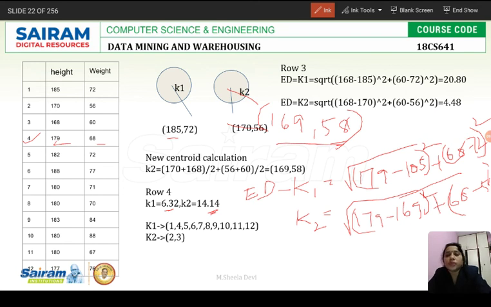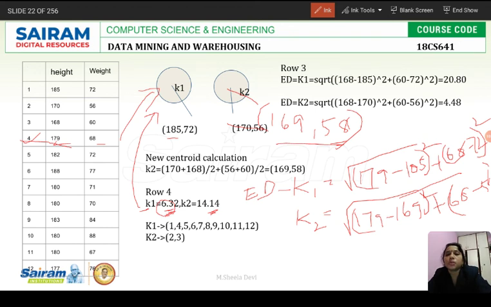So what we said is, when we have to insert the object in a particular cluster, whichever cluster has the lesser Euclidean distance, the object should be moved there. This object is closer to cluster 1 since the distance is less. So I am moving the fourth object to cluster 1. Now I have to calculate the new centroid for cluster 1, because I have moved the new object to cluster 1.